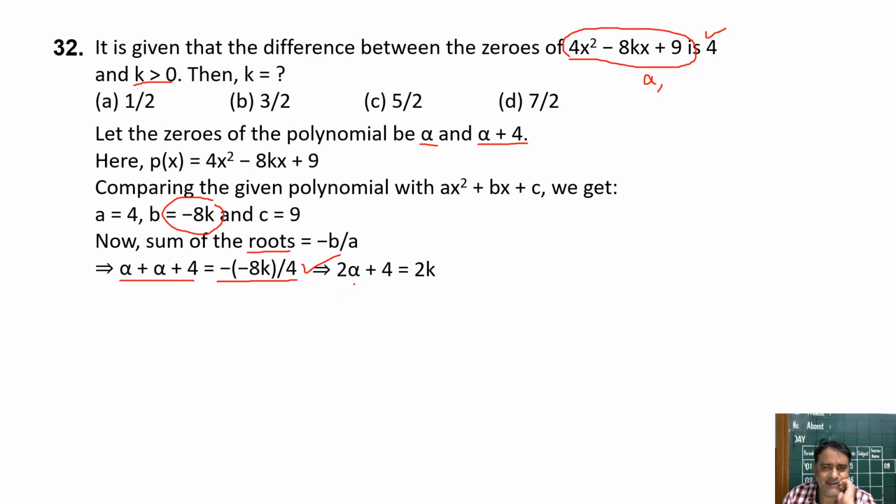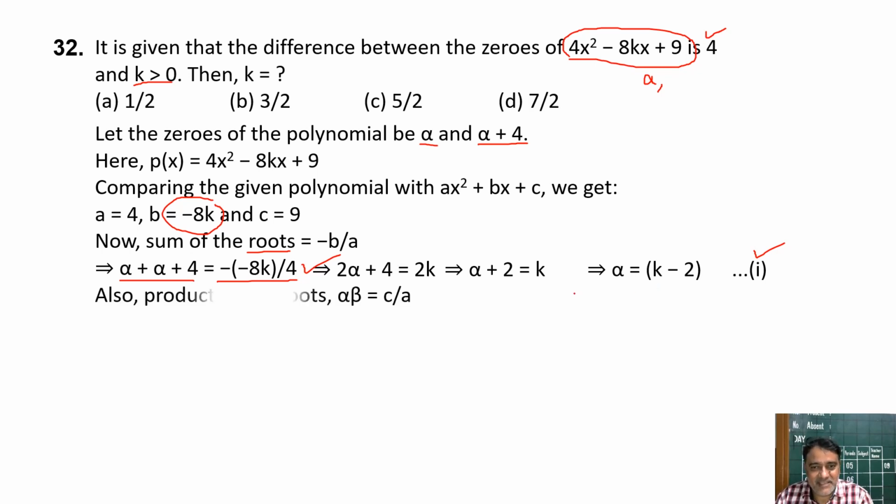Divide everything by 2. What you will get? Alpha plus 2 is equal to k. So we can write alpha is equal to k minus 2. Let it be equation number 1. So now we are going to take the product of zeros. What is the product of zeros formula? C by a. And c is 9 and a is 4. So we are getting alpha into alpha plus 4 is equal to 9 by 4. This is clear?